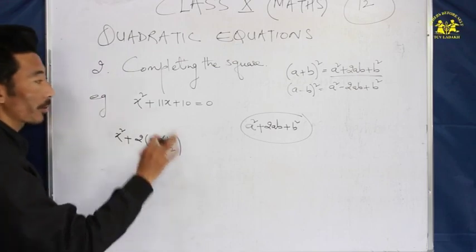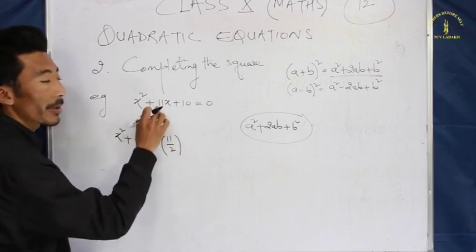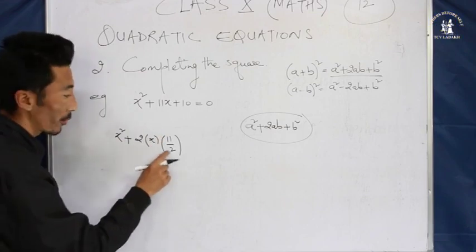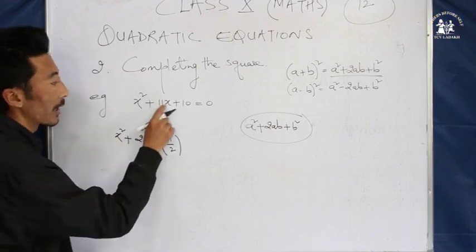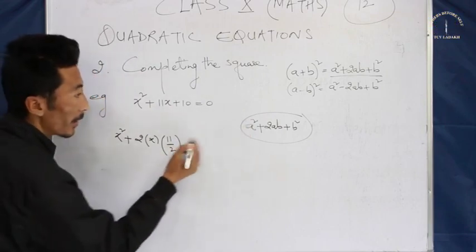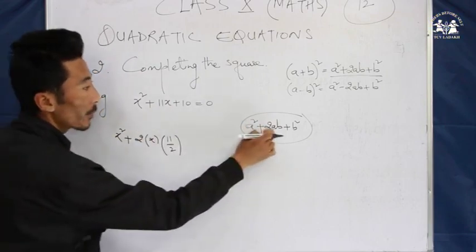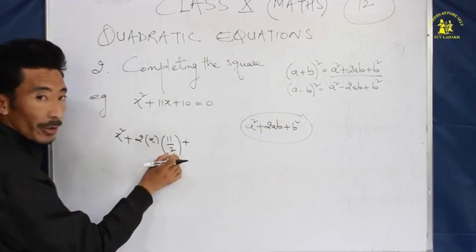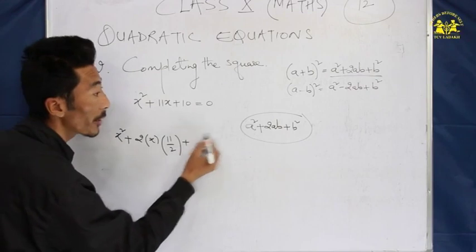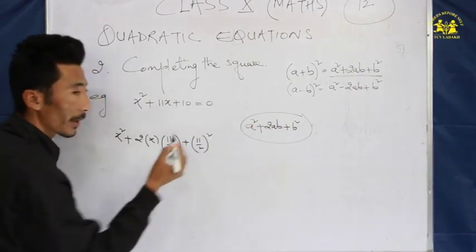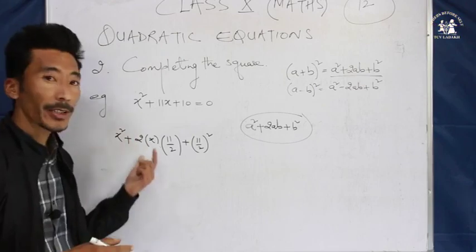So 11 by 2 times 2 cancels, giving 11 times x, which is 11x. So b is what we have found, and in a square plus 2ab plus b squared, b is 11 by 2. So we need b square, which is 11 by 2 whole square, and this is what we need in the equation.